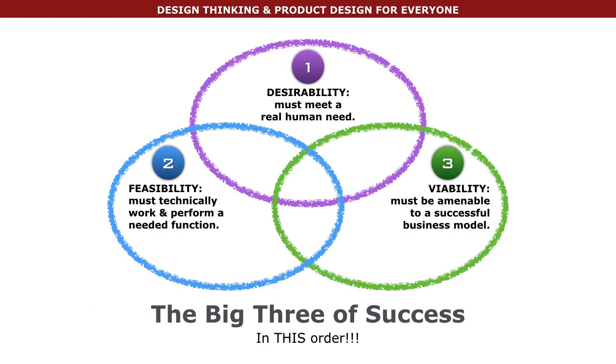In addition, there are the so-called design big 3. First is desirability. A solution must meet a real human need. Second is feasibility. A solution must be technically functional. And third, a solution must be viable from a business standpoint. Design thinking first deals with number 1 and then number 2. The business side is generally left for later.